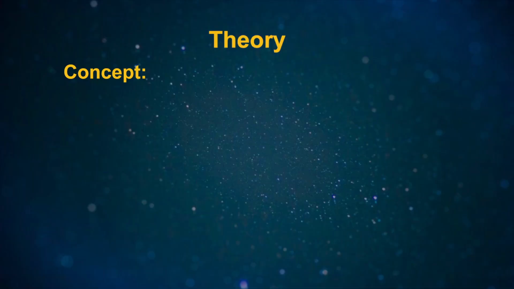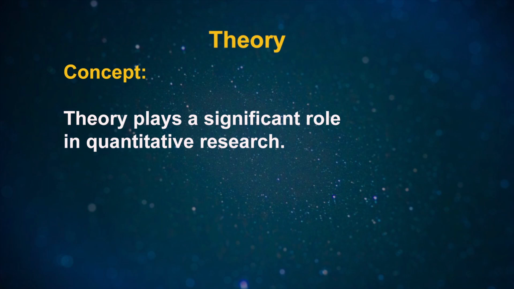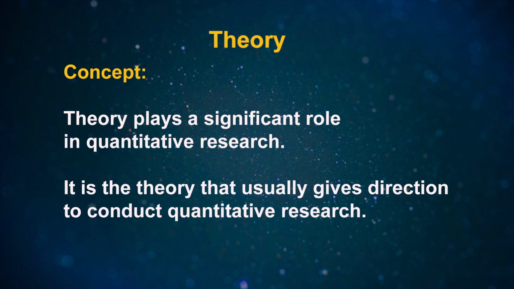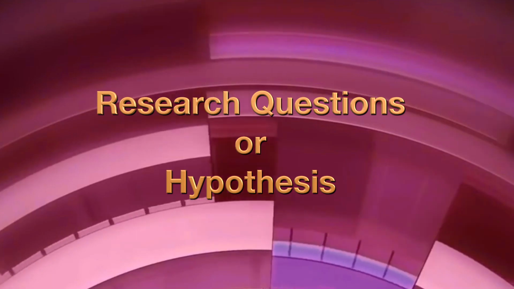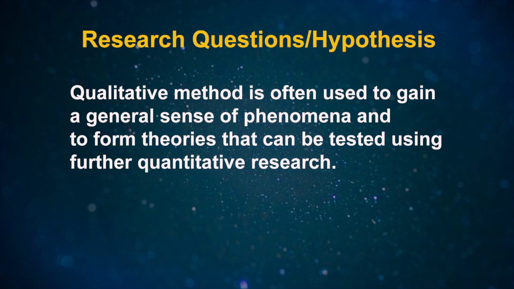Let's look into the concept of theory in quantitative research. Theory plays a significant role in quantitative research. It is theory that usually gives direction to conduct quantitative research. It guides the quantitative researcher in collection of relevant data and offers a conceptual scheme to bind them together in a more systematic manner. Research question or hypothesis. There is a difference in quantitative and qualitative methods. Qualitative method is often used to gain a general sense of phenomena and to form theories that can be tested using further quantitative research.